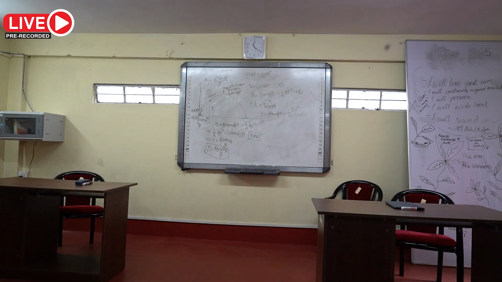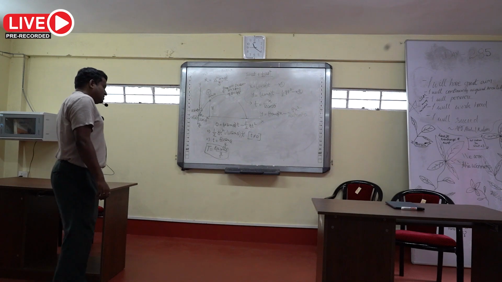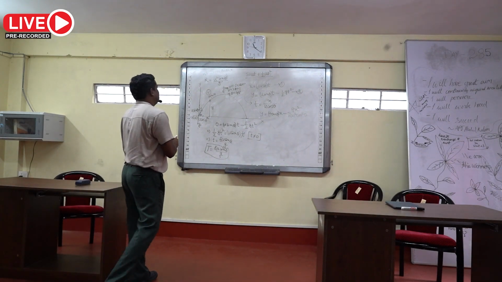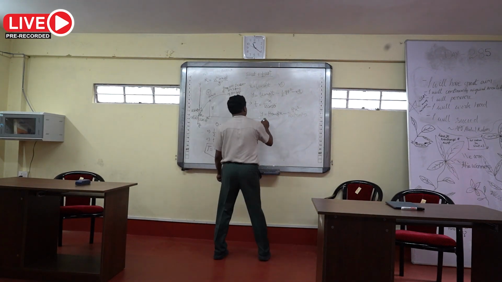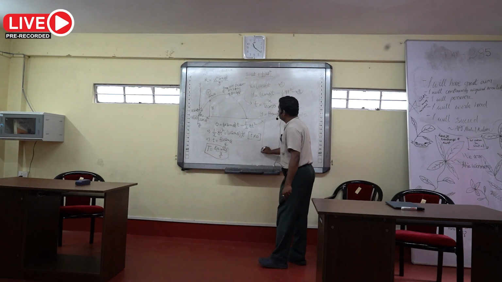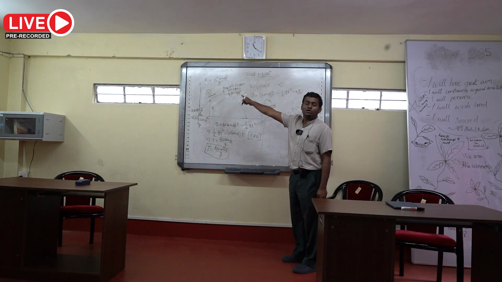Why equal? Because the angles given are complementary to each other, 30 and 60. So for all complementary angles, the range will remain the same. Now we can find it from the general relation also. See, what is the formula for range?